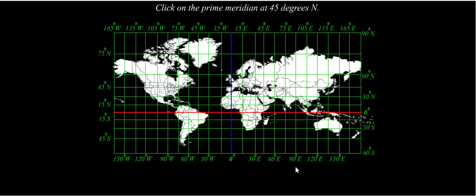Correct. Now I will click on the equator at 75 degrees east. I start at the prime meridian and I go east on the equator to 75 degrees. Correct answer.